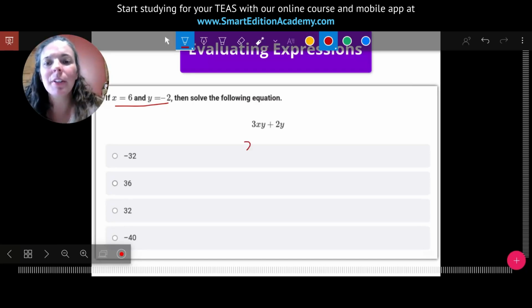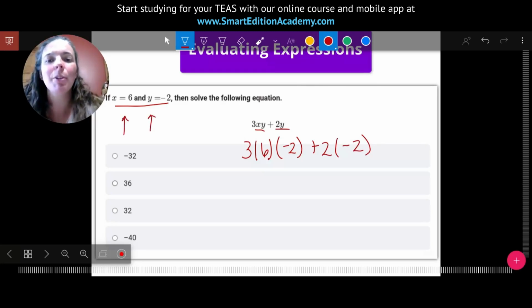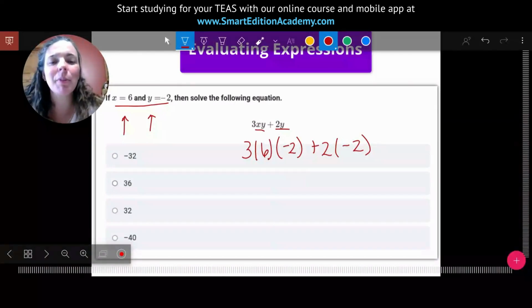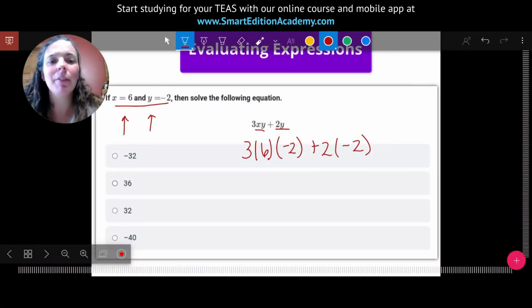So 3, and then instead of x, we're going to put 6. Instead of y, we're going to put -2. Plus 2 times, instead of y, we're going to put -2. So everywhere I see a variable, I'm going to plug in the value that they tell me up here. Okay, and then we're just going to simplify. So think about order of operations when you do this. Whenever we are dealing with algebra, we want to keep order of operations in the back of our mind.